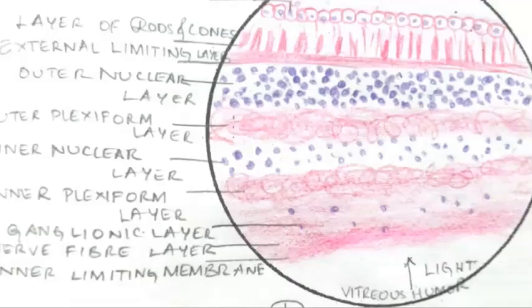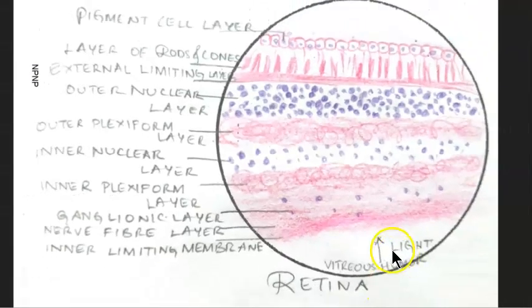Very important to know. So look at this retina. So from here light comes, let us say, through the vitreous humor. So you have the inner limiting membrane, nerve fiber layer, ganglionic layer, inner plexiform layer, inner nuclear layer, outer plexiform layer, outer nuclear layer, external limiting layer, layer of rods and cones, pigment cell layer. I told you about rods and cones, right? So that's you could have easily seen in that diagram. Okay.